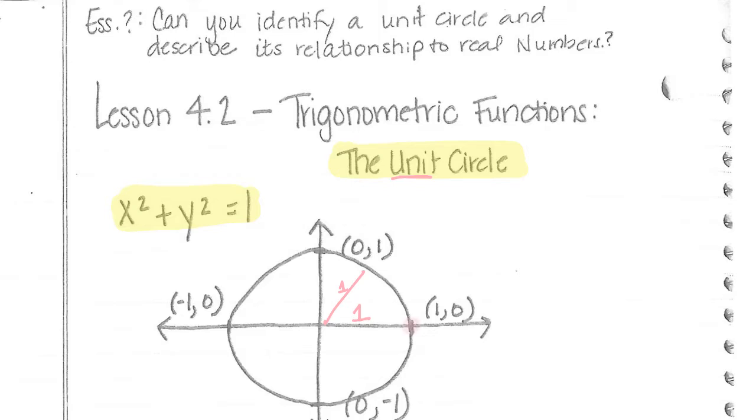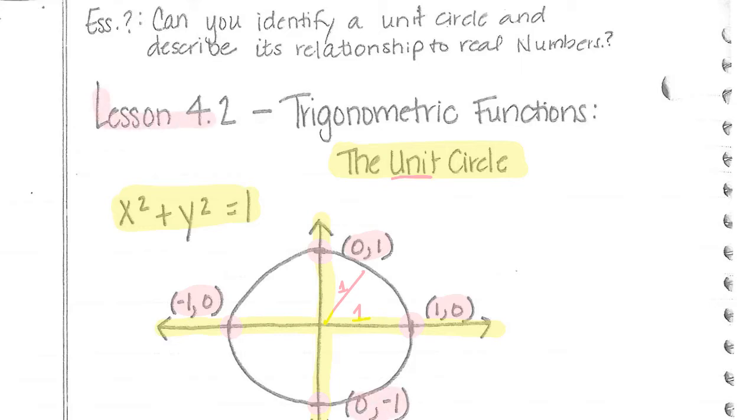Over here, we have 1, 0, which makes sense because if I looked at this as an x-axis and a y-axis, the point right here would be 1, 0. The point up here is 0, 1. So it's written just like x, y. The point over here is negative 1, 0. And the point down here is 0, negative 1.